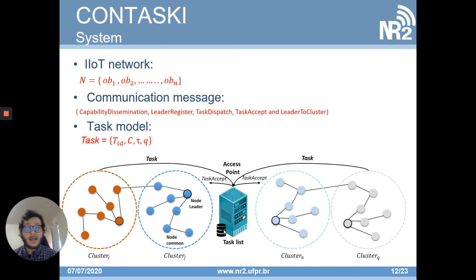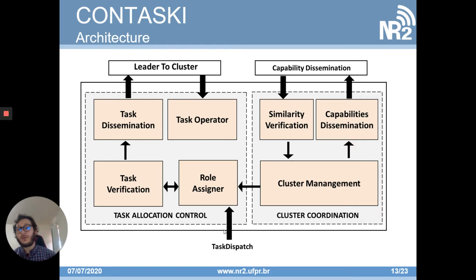We have an access point responsible for disseminating the task among all the leader objects in the IoT. We have the clusters. We form clusters with a leader node and common nodes. And we have the messages exchanged in the cluster and the access point with all the objects. So to organize and manage this infrastructure, we have an architecture. The architecture is composed of two models. The first one is cluster coordination.